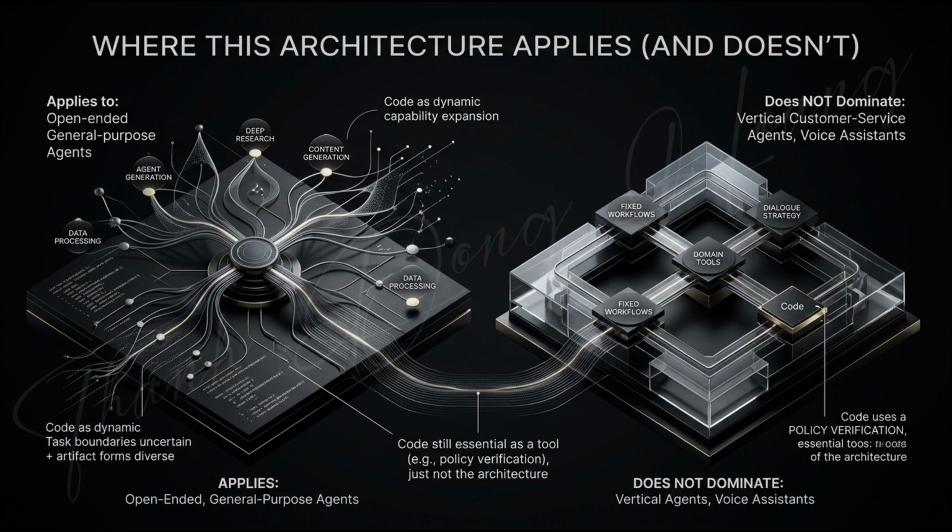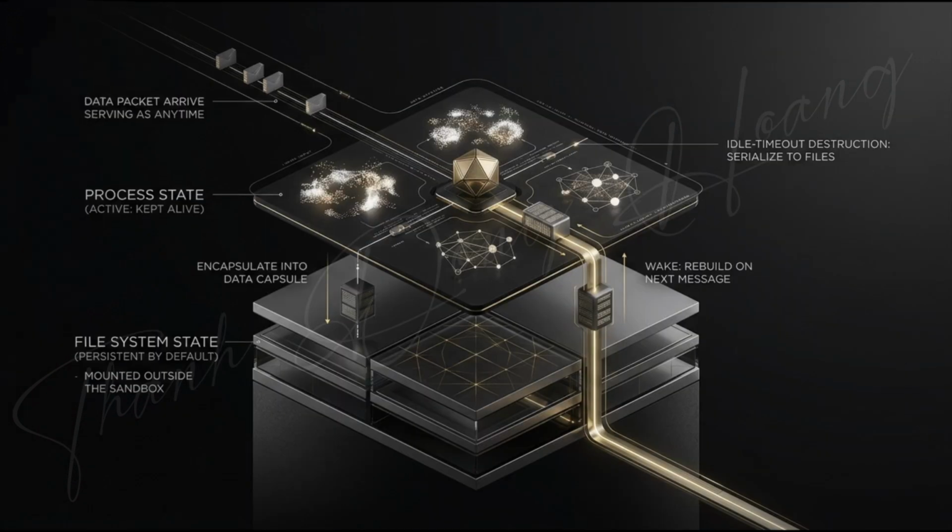This isn't a universal law. It applies specifically to open-ended, general-purpose agents where you can't enumerate every tool in advance. A narrow customer service bot, by contrast, has a closed task space. Its core is built around fixed processes and domain tools, and code becomes just one tool among many, like policy verification, rather than the architecture itself. Even there, though, coding remains a baseline capability for precise calculation and rule checking.